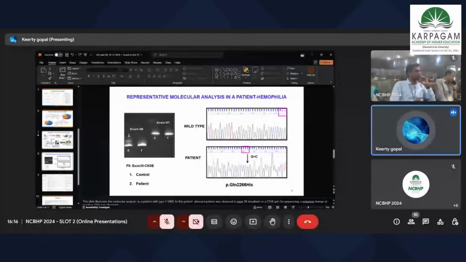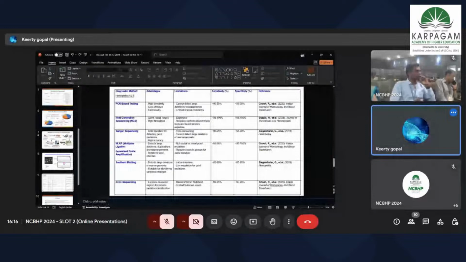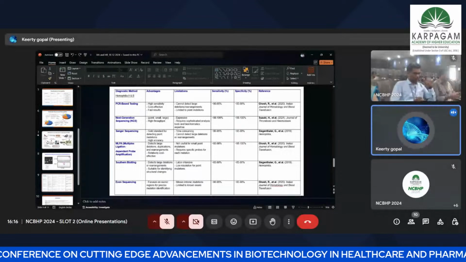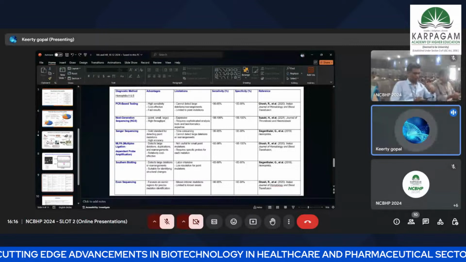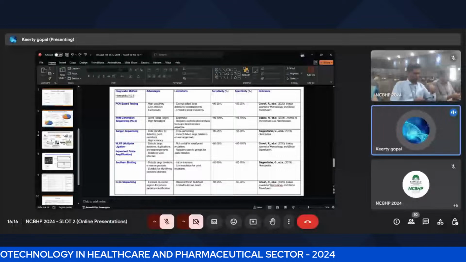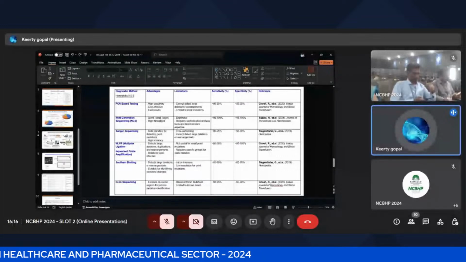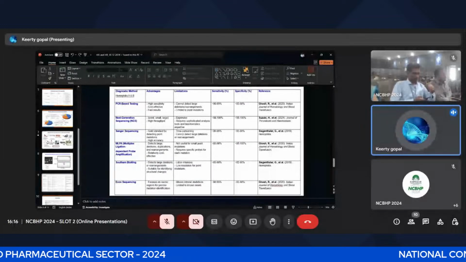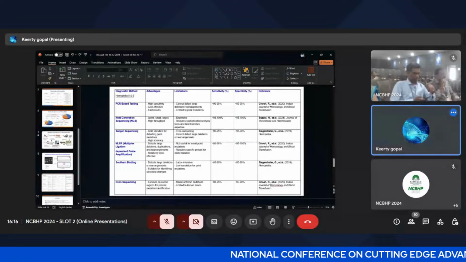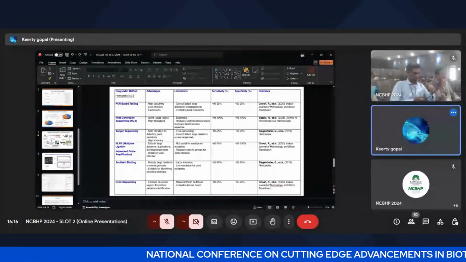These are some of the other methods, hemophilia A and B diagnostic methods. When compared to the PCR testing, next generation sequencing has 98% sensitivity when compared to the Sanger sequencing, and the multiplex ligation dependent probe amplification also gives 95 to 98% sensitivity and specificity. This identifies the large deletions.